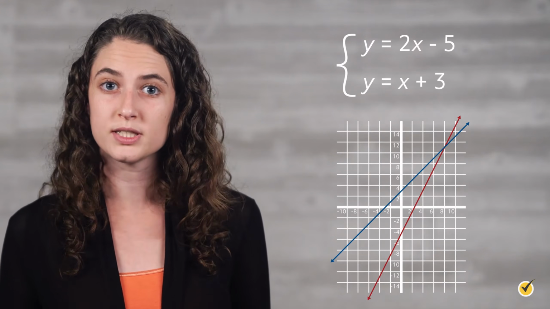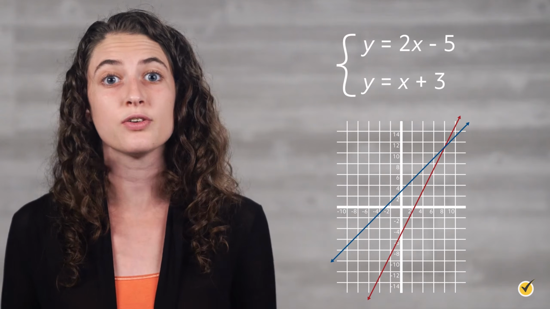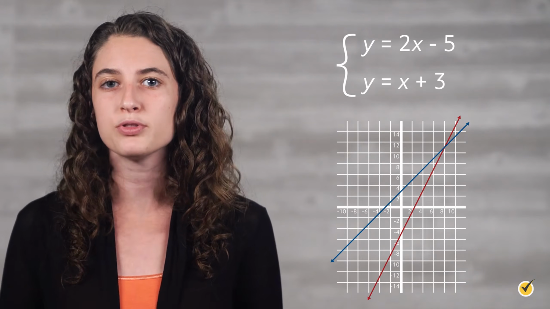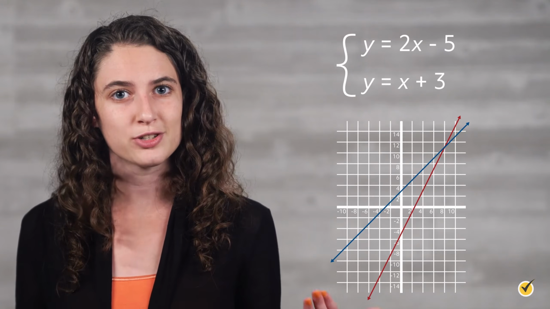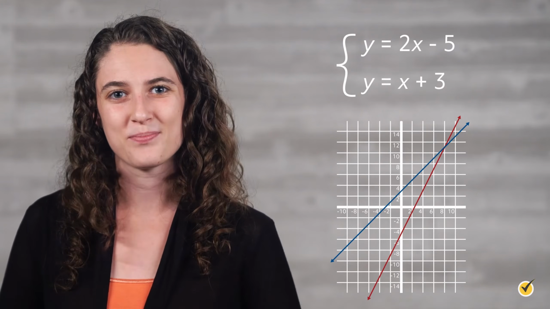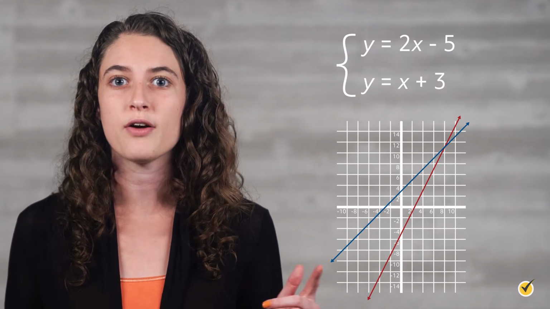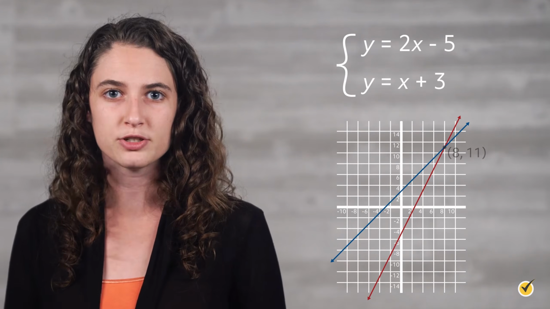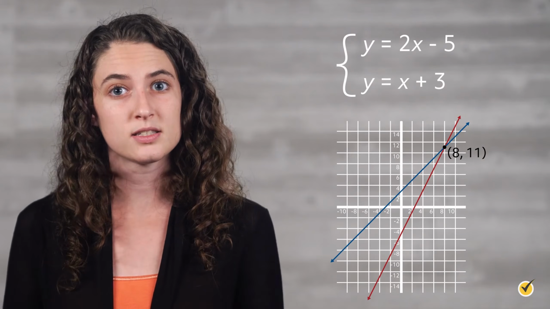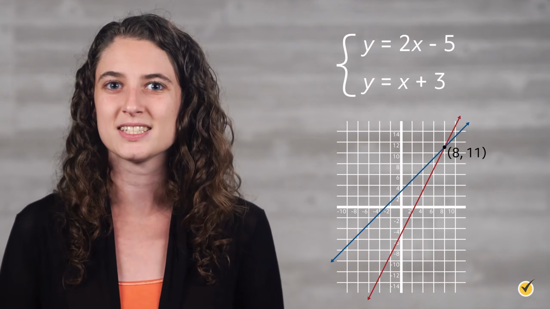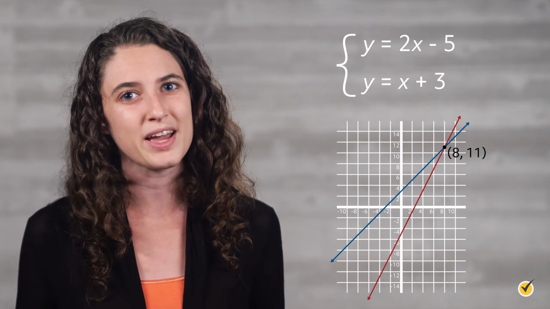Remember, the solution to a system of equations is the values of x and y that make both equations simultaneously true. And the coordinates of the point of intersection will give us exactly that. Just by looking at this graph, we can easily spot the point of intersection right here at the point 8, 11. This tells us that both equations are simultaneously satisfied when x equals 8 and y equals 11.